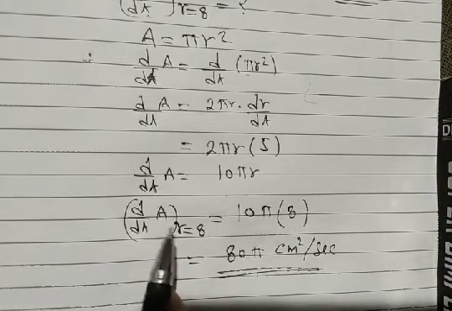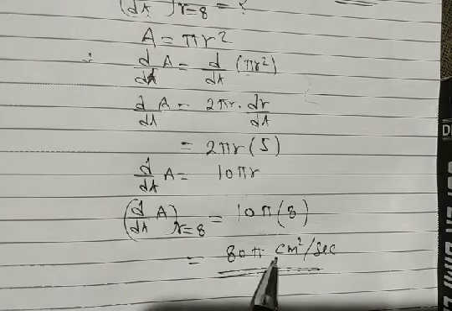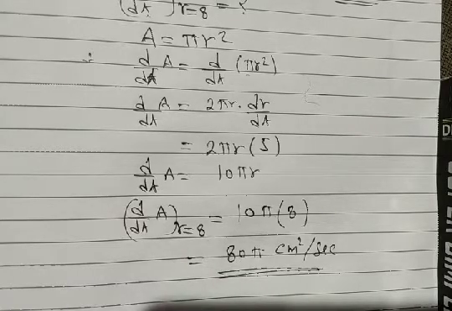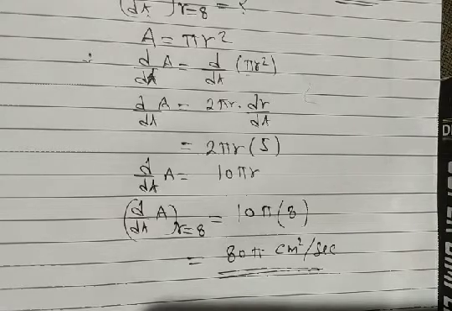The enclosed area is increasing at the rate of 80 pi centimeter square per second at the instant when the radius of the wave is 8 centimeter. At the instant when the radius of the wave is 8 centimeter.